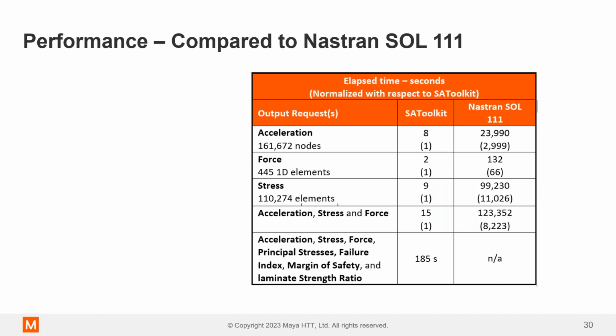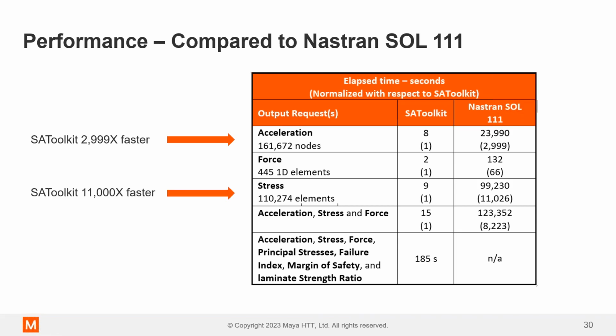So we have the accurate results, and we can do them more accurately. And then just to hit again on the speed, this is an example again. It's that same example I showed previously, and just comparing to solution 111 in Nastran. If you're just trying to do accelerations, pull those out, SA Toolkit's about 3,000 times faster. I know these are huge numbers, but I'm just trying to be accurate. If you're just trying to pull the stresses, 11,000 times. I mean, at this point, these numbers don't even matter.